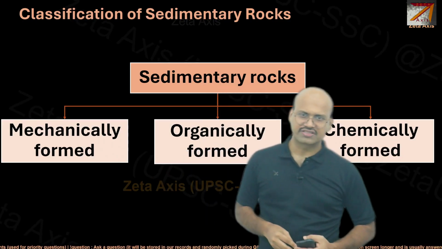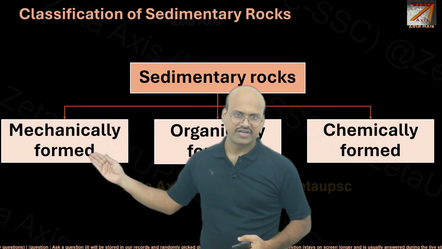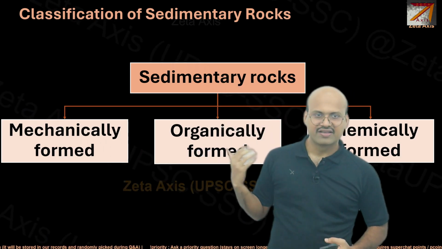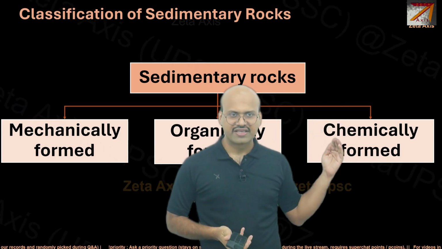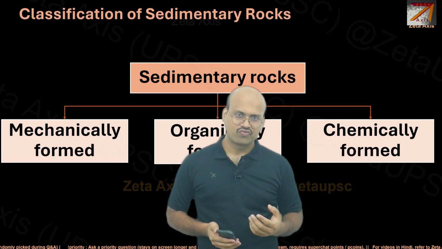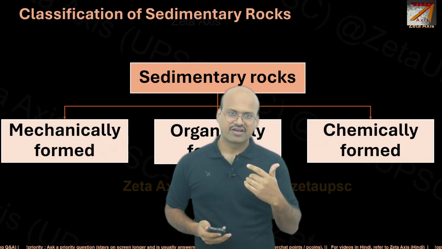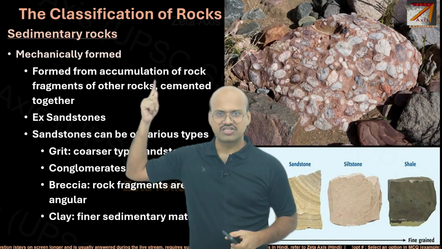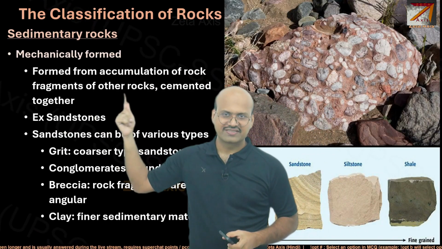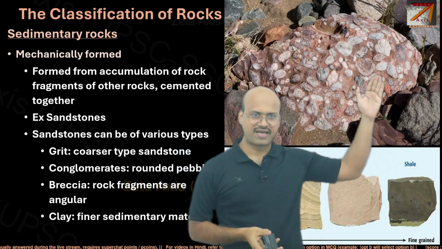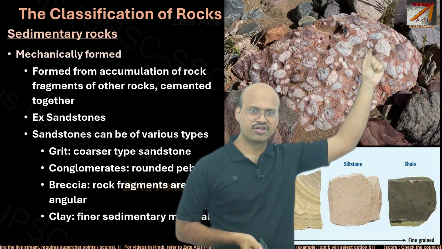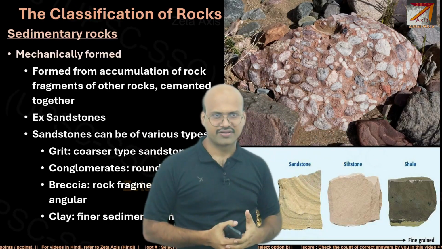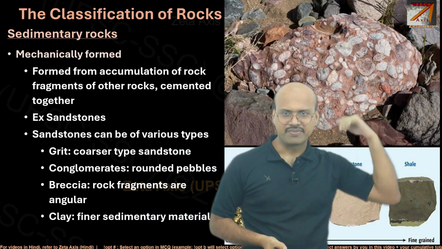The sedimentary rocks can be further divided into mechanically formed, that is formed due to weathering of rocks; organically formed, where the sediments are given out by organisms; or chemically formed, where the sediments which form these different layers are created by a chemical reaction. Mechanically formed rocks are formed from accumulation of rock fragments of other rocks cemented together. Here we can see an example. Here we have these small rocks, and all these rocks over time have been cemented together. So this is a mechanically formed sedimentary rock.